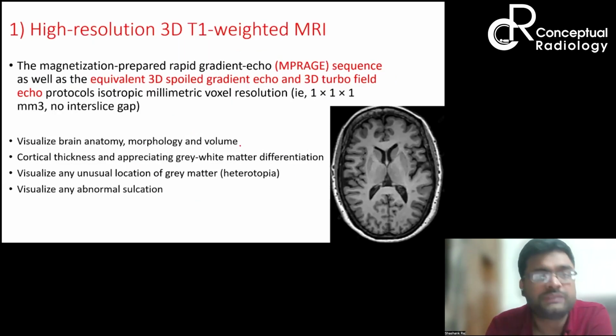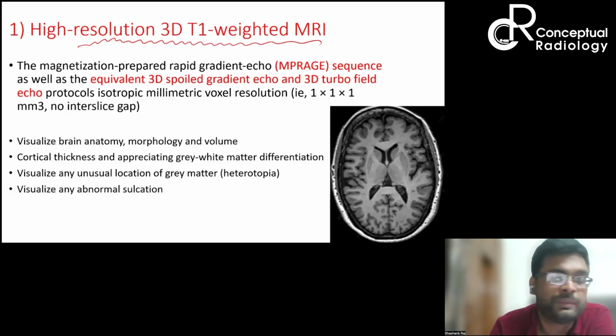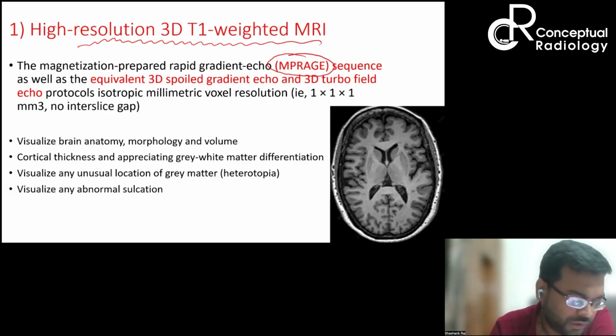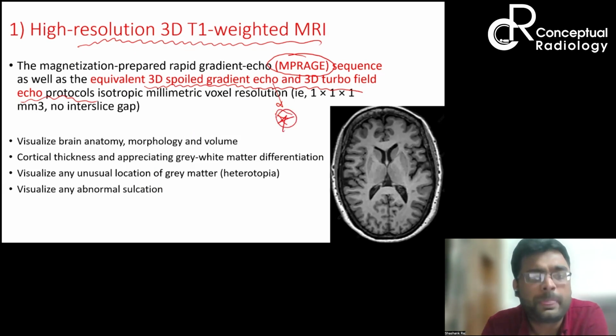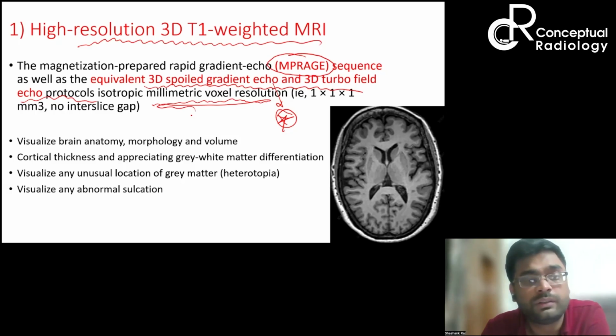So what is the first sequence in the HARNESS MRI protocol? The first one is a very basic sequence that we acquire on a day-to-day basis, that is a high-resolution 3D T1 weighted sequence. What is a 3D T1 weighted sequence? Usually a gradient echo sequence. It is either the MP-RAGE sequence that you all must be aware of. In most cases we acquire MP-RAGE, or any 3D spoiled gradient echo or 3D turbo field echo protocol. These are related to MRI physics. We just remember right now that a 3D T1 weighted image is acquired, most commonly an MP-RAGE sequence, with isotropic millimetric voxel resolution, 1 by 1 by 1 millimeter cube, right?